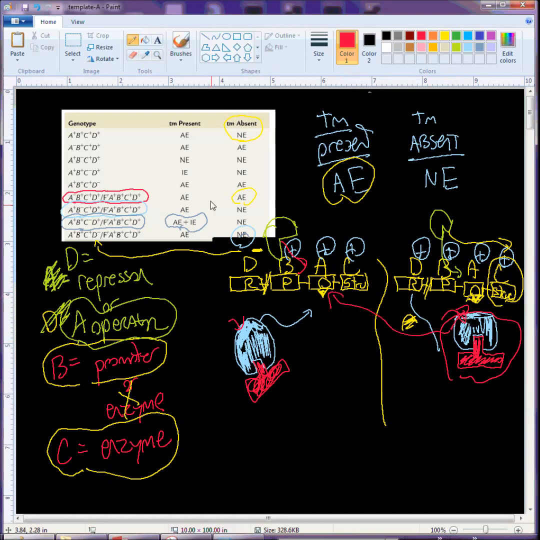Okay, so our model, where D is the repressor, A is the operator, B is the promoter, and C is the enzyme, is perfectly consistent with all of this data in the table. Okay, so we're done with this problem.